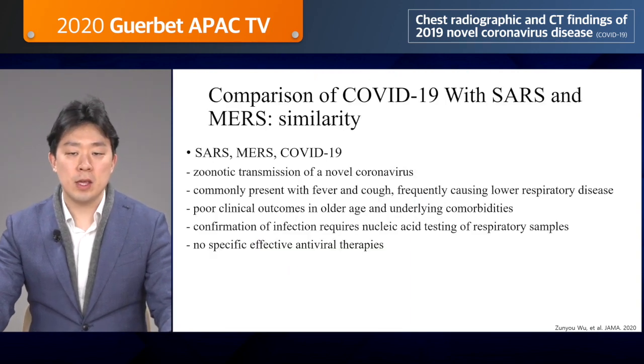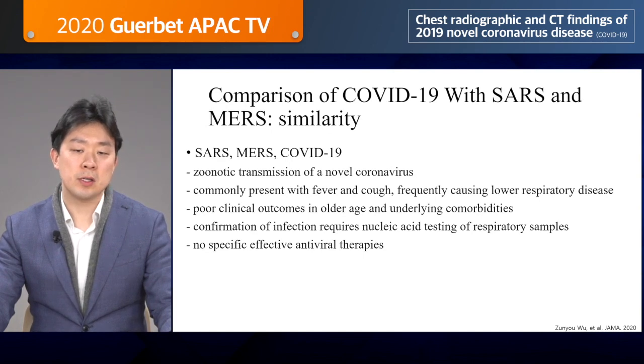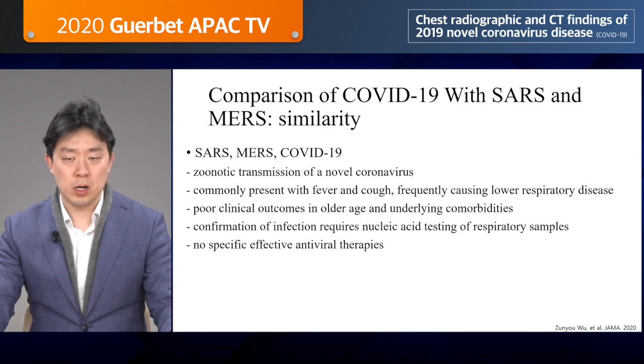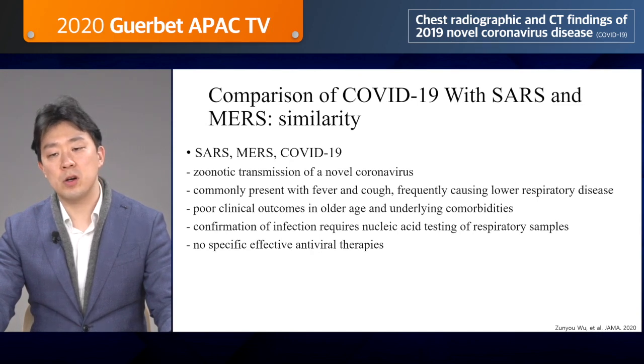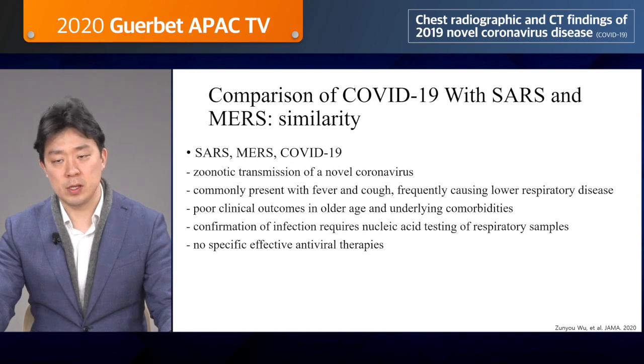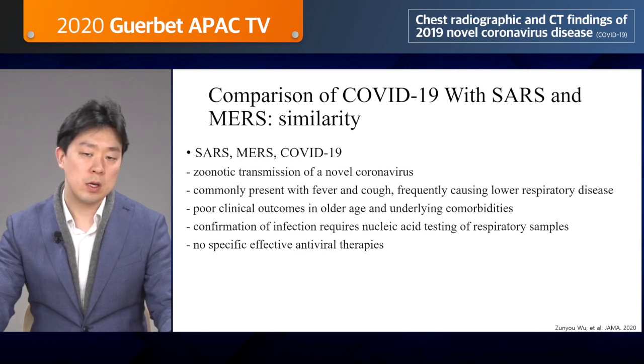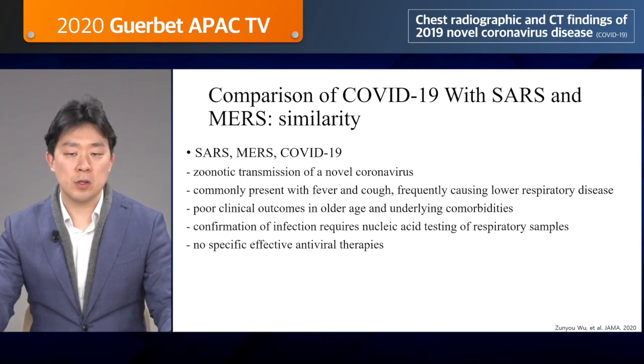Comparing COVID-19 to SARS and MERS, SARS, MERS, and COVID-19 all have zoonotic transmission. The symptoms are similar too. They commonly present fever, cough, and frequently have lower respiratory disease. The prognosis was poor in the elderly and those with comorbidities. The diseases are diagnosed with RT-PCR assay, but there is no special treatment yet.